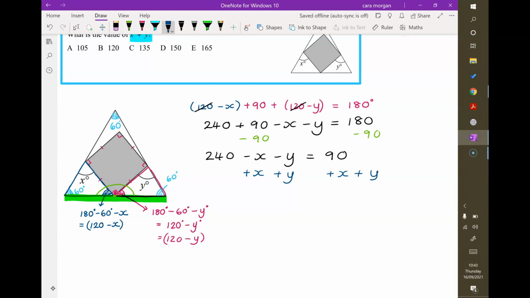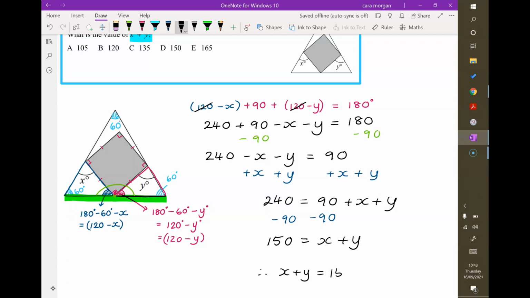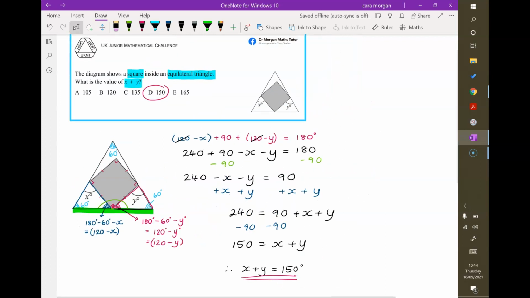If I do that, I end up with 240 is 90, add x, add y. I'm going to subtract the 90 degrees from both sides, which is going to leave me with 150 on the left-hand side and x and y on the right-hand side. I can therefore see that the value of x and y is 150. I have not found the individual values of x and y, but I do know that they have to add up to 150 degrees. Therefore, D is the correct answer.